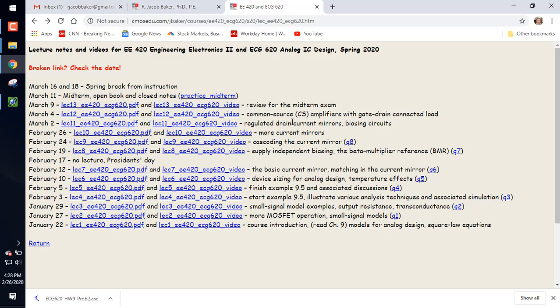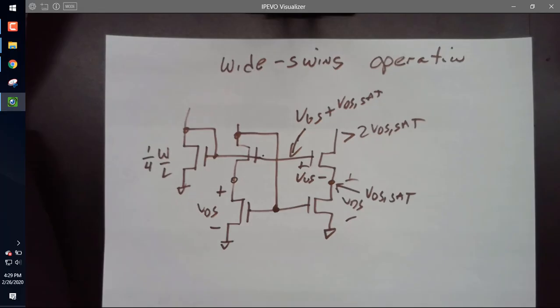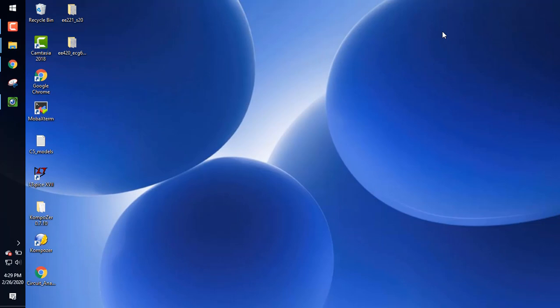Actually, you know what I'm going to do? I'm going to wait on the regulated drain and current mirrors and all that. Or actually, maybe I'll do that today. We're going to talk about the biasing circuits, and I want to do that in steps rather than all at once. So I'm going to do it in the book, and then we can look at it with the simulations.